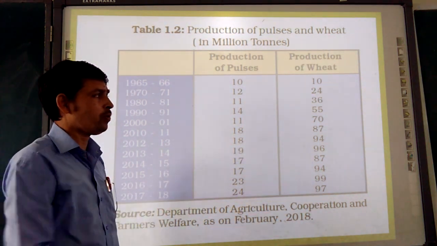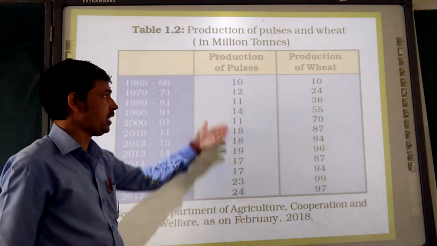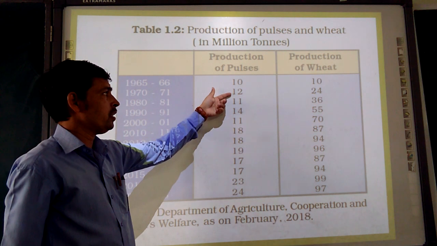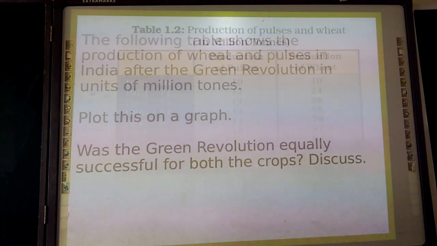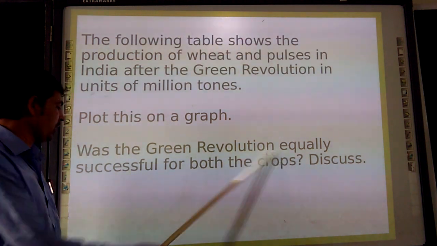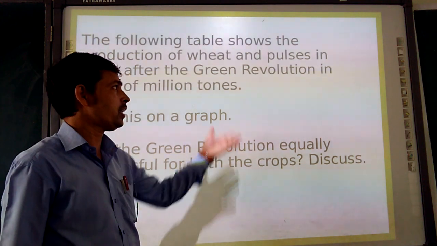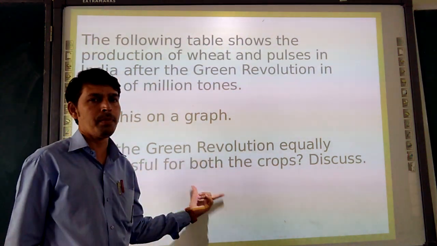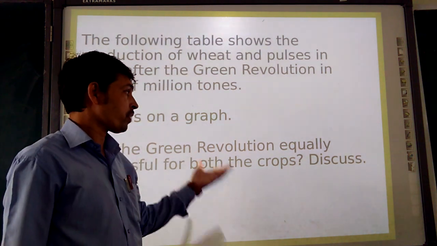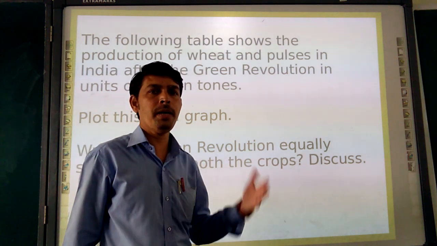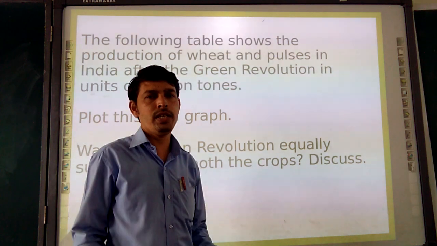So if we look at wheat, it is constantly increasing. But for the pulses, it is 10, 12, 11, 14, 11 like that. So the question, once again I am showing you: was the Green Revolution equally successful for both the crops? The answer is no. For wheat it was more successful and for pulses it was less successful. And the reason why may be the problem of irrigation, maybe the problem of seeds for the farmers, or any economic situation we can have.